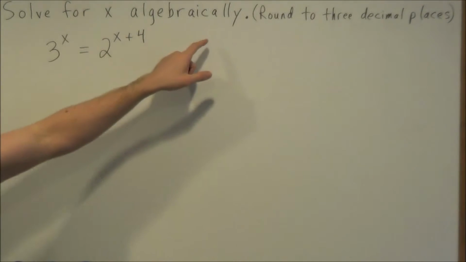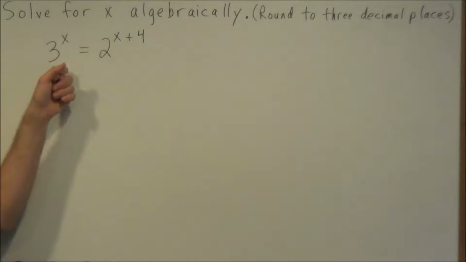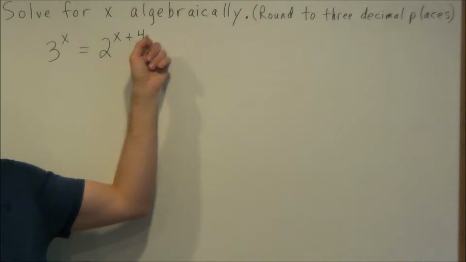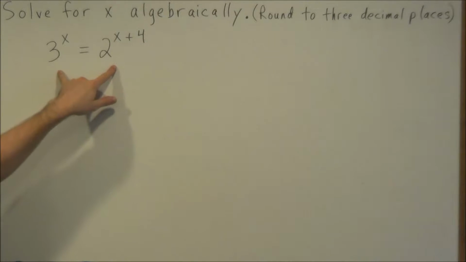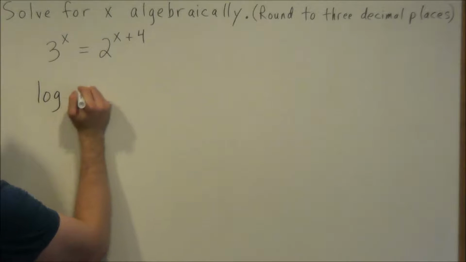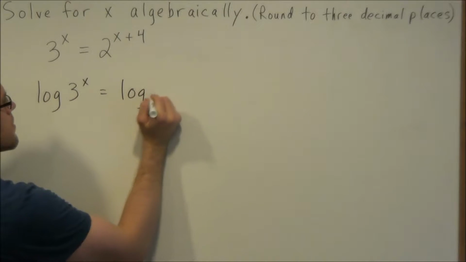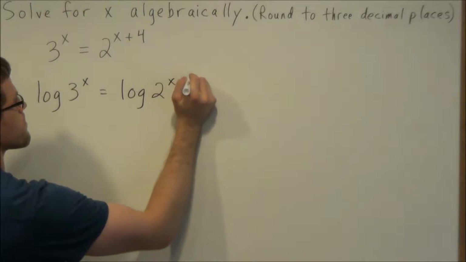So we have: solve for x algebraically, and then we're going to round our answer to 3 decimal places. We have 3 to the x equals 2 to the x plus 4. To solve this equation, we want to take the log of both sides. So we'll have log of 3 to the x equals log of 2 to the x plus 4.